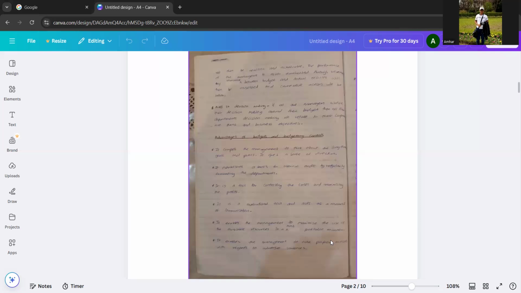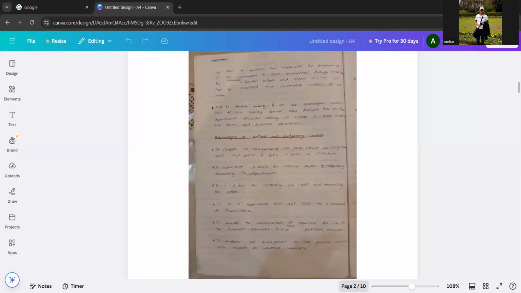Sometimes a company will try to use the full raw materials. So budgets will help a company to maximize the use of the available resources, so they will not waste anything, right? This will help management in that. And the last point, it enables the management to take proper actions in regards to adverse variance. So let's say when the variance is adverse, then budget will help the management to take proper actions.